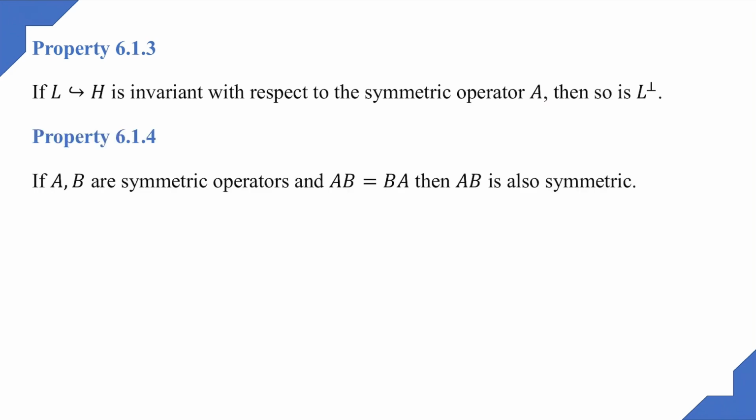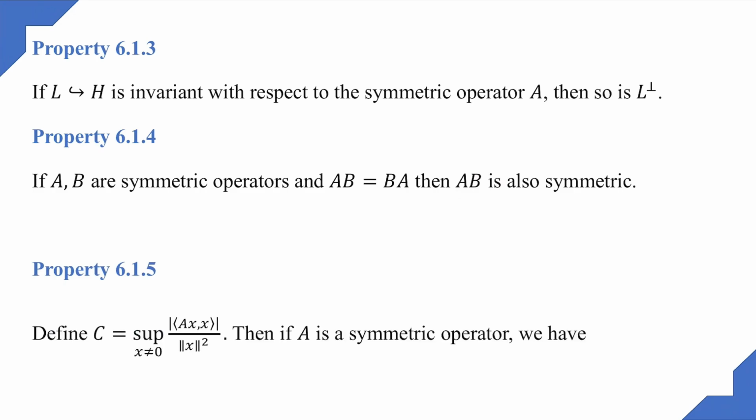And then we proved if A and B are symmetric operators and AB is equal to BA, then the operator AB, the product of A and B, is also a symmetric operator. And in the last class we have seen that if C is equal to the supremum, where x not equal to 0, of the absolute value of inner product AXX divided by norm of x squared, then if A is a symmetric operator, C is nothing but norm of A.